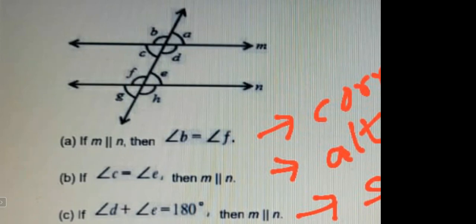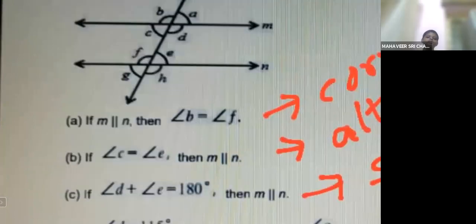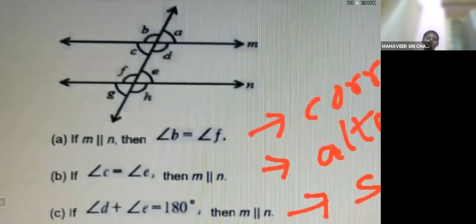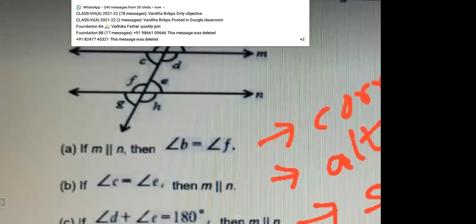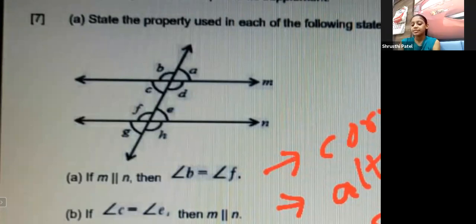Both are corresponding angles. Very good. Second, alternate interior angles. Interior angles, and they are alternate. Next, D and E. They are supplementary angles, same side interior angles. Same side interior angles, same side.